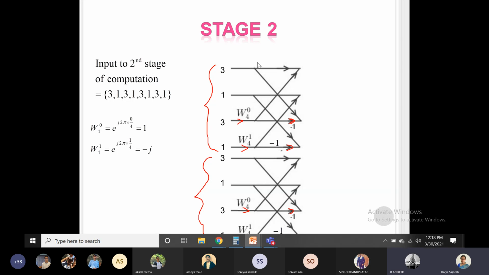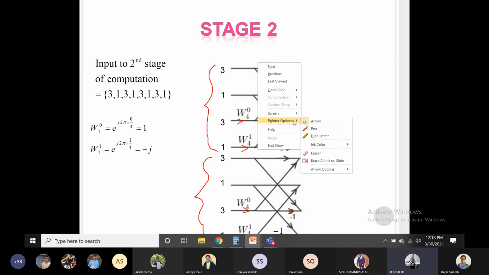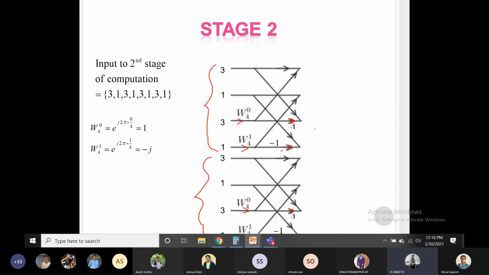Ma'am, the phase factor W4 to the power 1 will be plus j, not minus j. If you expand it, how will you get it? E raised to j pi by 2. How will you expand it? Cos pi by 2 plus j sin pi by 2.